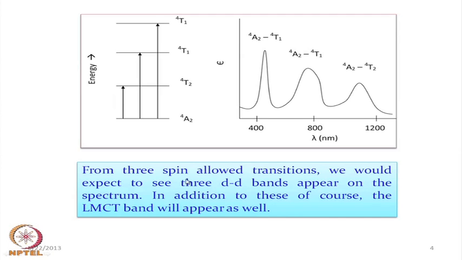So from these three spin allowed transitions, we are having all three transitions. These are all spin allowed transitions, and we expect three d-d bands to appear in the spectrum. Theoretically also, if we know the corresponding electronic configuration in the octahedral crystal field, immediately we can predict the number of d-d bands we can experimentally get if we measure the compound and its solution in any such salt.